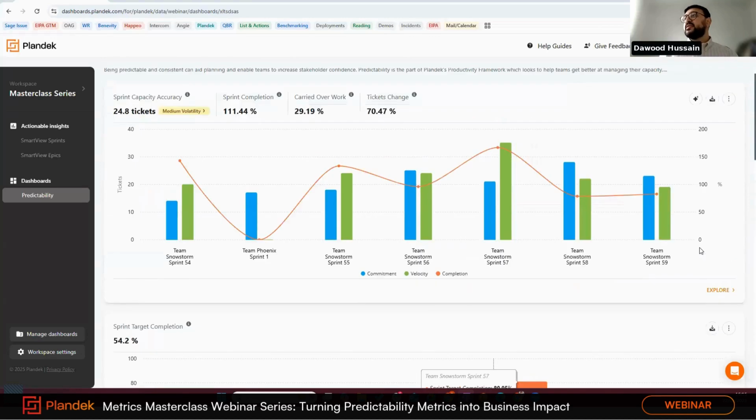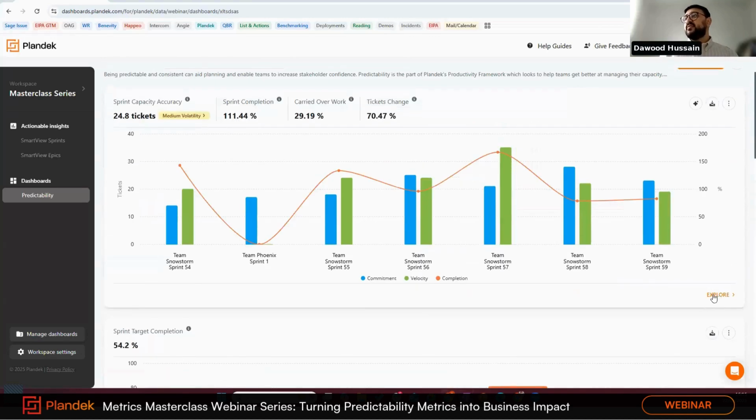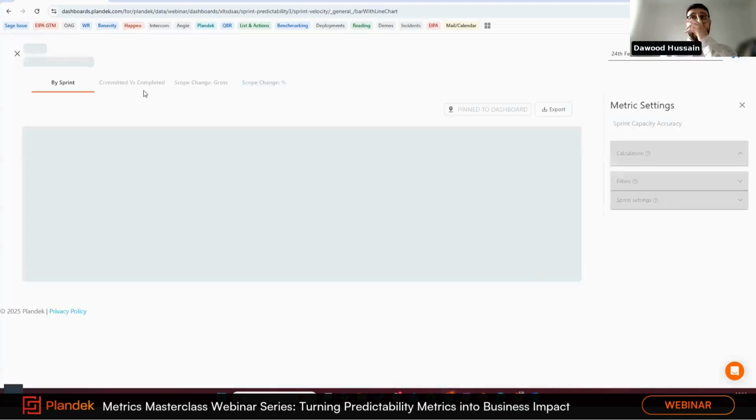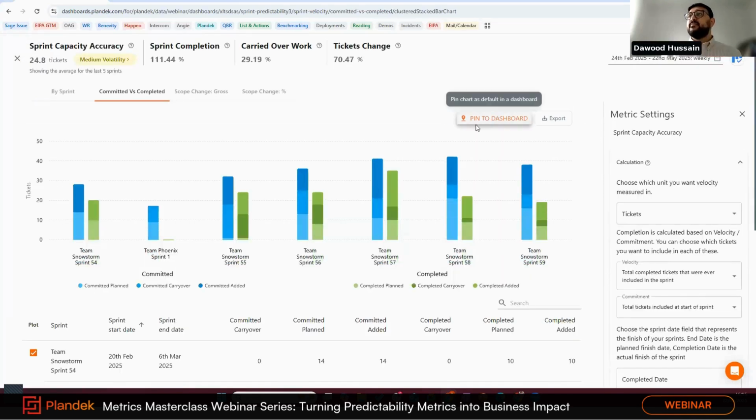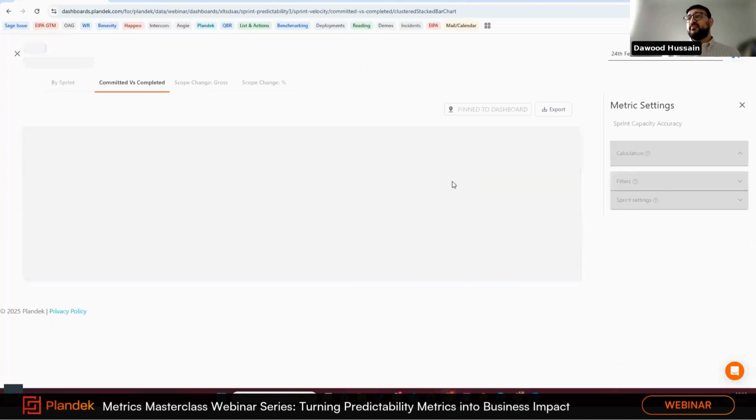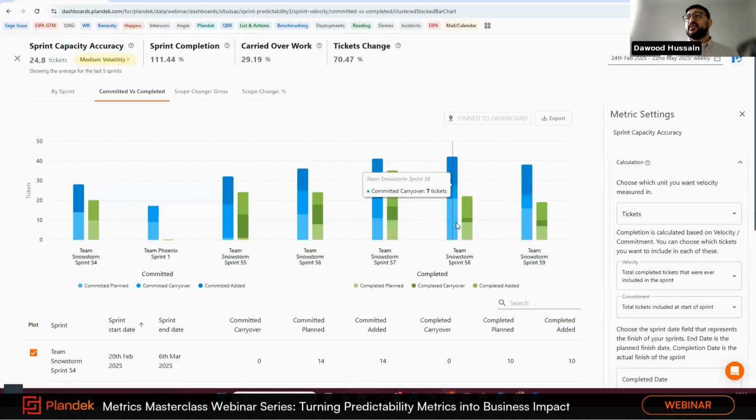And when you scroll up, if we go back into the sprint capacity accuracy metric and click on committed versus completed, I'm just going to pin this view as well. The pin to dashboard button essentially means that you can see that within the dashboard rather than having to click into explore. You can see that over the last two sprints, the initial work was sacrificed to complete the work added. For sprint 58, the committed planned initial work was 21 tickets and we only completed 9. And the same for sprint 59, it was 16 tickets and we only completed 7.